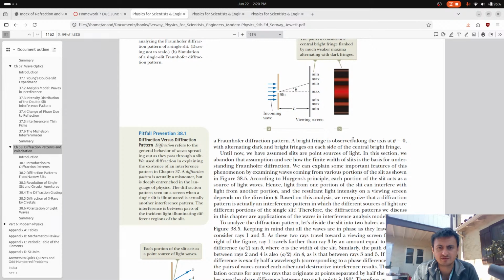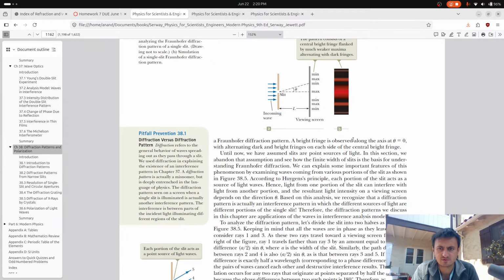Until now, we have assumed slits are point sources of light. In this section, we abandon that assumption and see how the finite width of slits is the basis for understanding the diffraction pattern. We can explain some important features of this phenomenon by examining waves coming from various portions of the slit as shown in Figure 5.